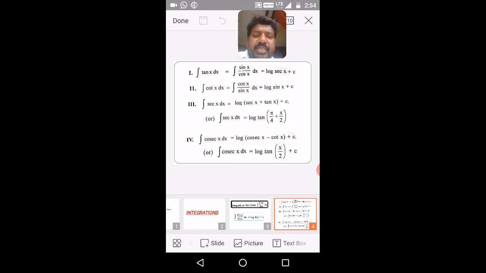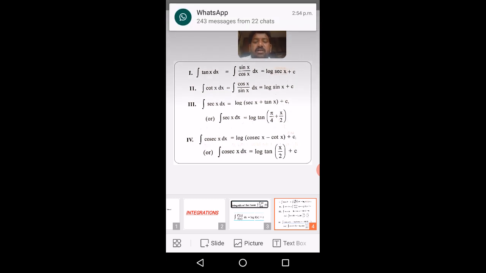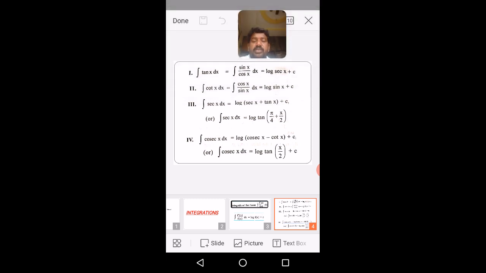To find the integral of cosec x dx, you multiply cosec x with cosec x minus cot x and divide with cosec x minus cot x. Then you get cosec x into cosec x minus cot x by cosec x minus cot x. After differentiating the part cosec x minus cot x, you directly get the numerator, so it is in the form of integral f dash x by f of x dx, which is log f of x.